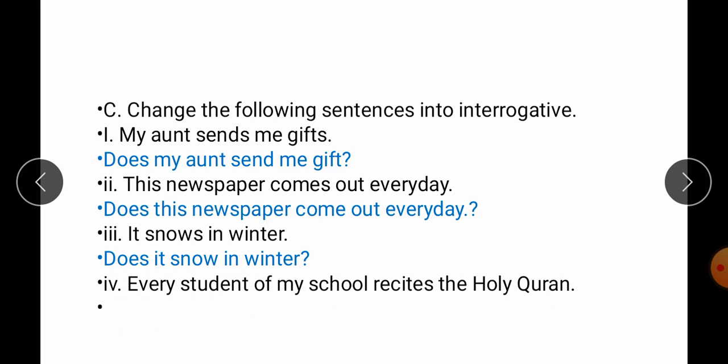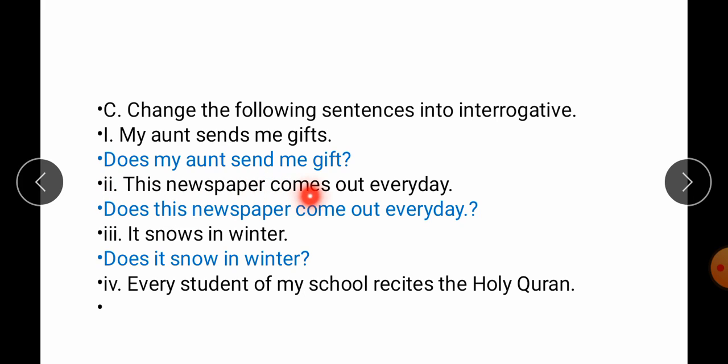Exercise C. Change the following sentences into interrogative. Students, my aunt sends me gifts. Does my aunt send me gift? We will write auxiliary in the beginning of the sentence, then follow the same structure just like affirmative. Then at the end we will put question mark. Does my aunt send me gift?